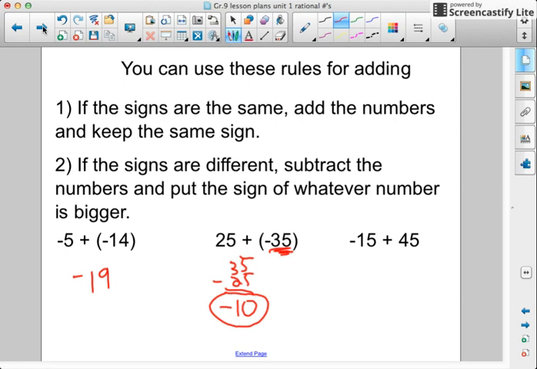Okay, next example, negative 15 plus 45. So you go 45 minus 15, end up with 30. My positive value is larger than my negative value, so my answer is going to stay a positive 30. So that's integer addition.